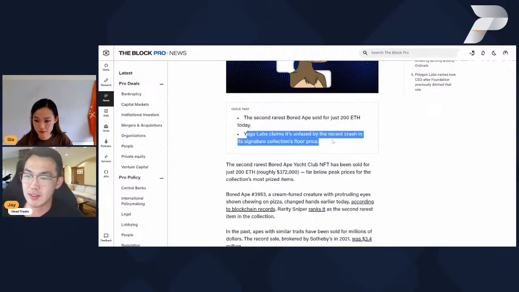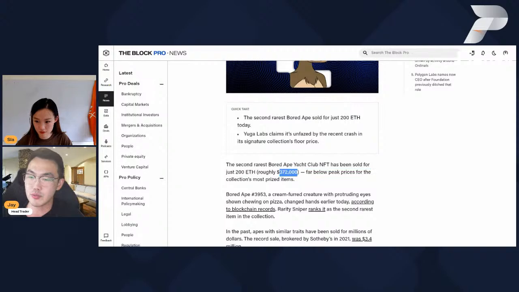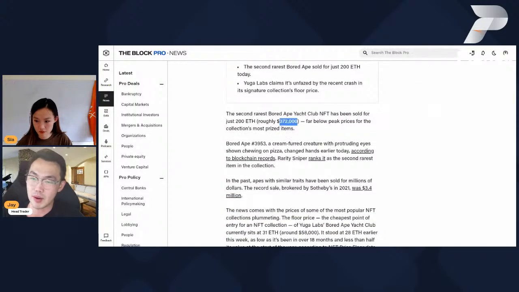Yuga Labs claim it's unfazed by the recent crash in its signature collection's floor price. So the rarest NFT sold for $3.2 million in the height of the bull market. Now it's only selling for $372,000. That is almost a 90% decline, guys. That is pretty crazy, right? So as we can see, the NFT market is really taking a beating these days. And of course, that is just caused by all of these scandals that have been happening.